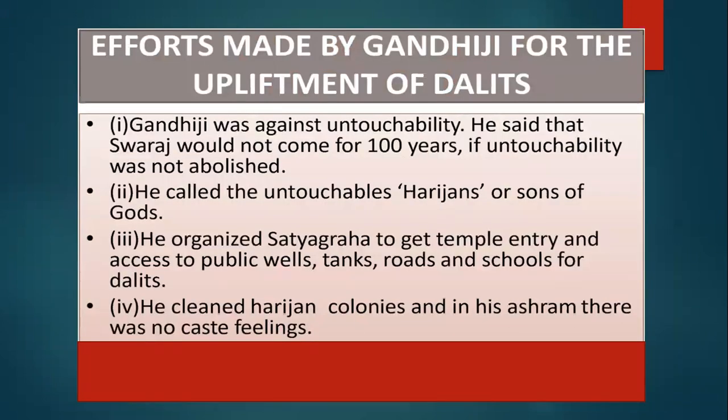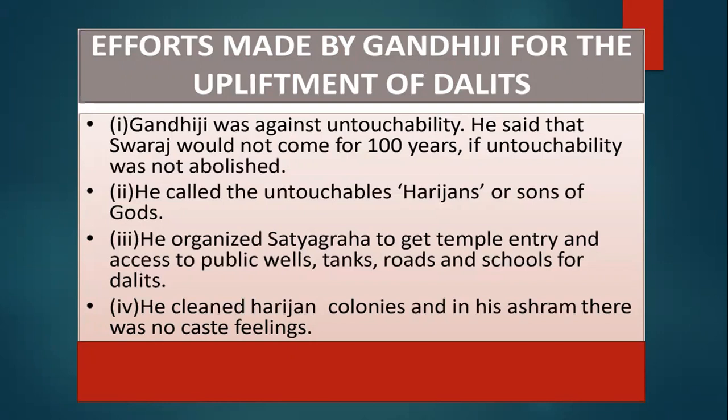And the effort made by Gandhiji for the upliftment of Dalits was that he considered Dalits as Harijan, sons of God. He told the upper caste Hindu people that they should not keep this sense of untouchability, because if we keep it, then what is the need of independence? There should be unity between the people living in the same country. So he said untouchability is not good.